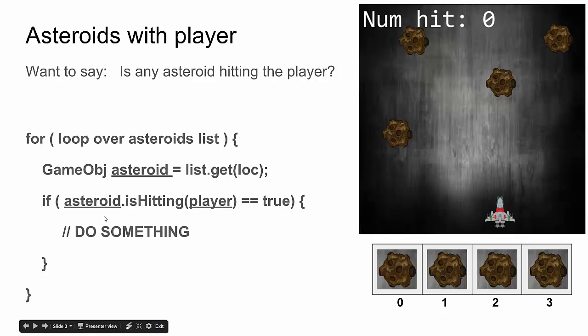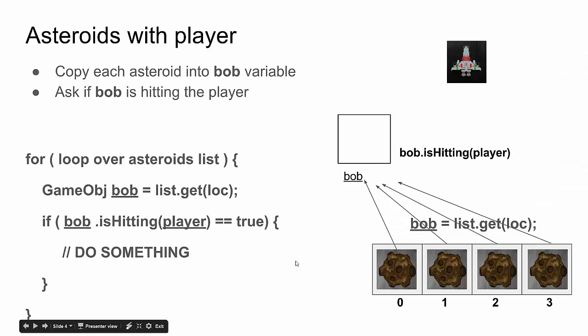So, if we're going to do something like that, then we'll need an isHitting method inside GameObj so that we can have the asteroid GameObj run the isHitting method. And as an input, it needs to take another GameObj so that we can ask, is the one running the method hitting this other one that's the input? And if it is, we can do stuff, like we might remove hit points, or we might decrease score, or we might remove the asteroid from the world, something like that.